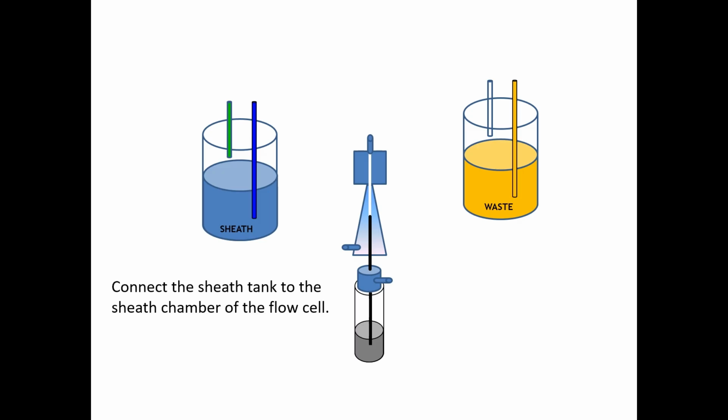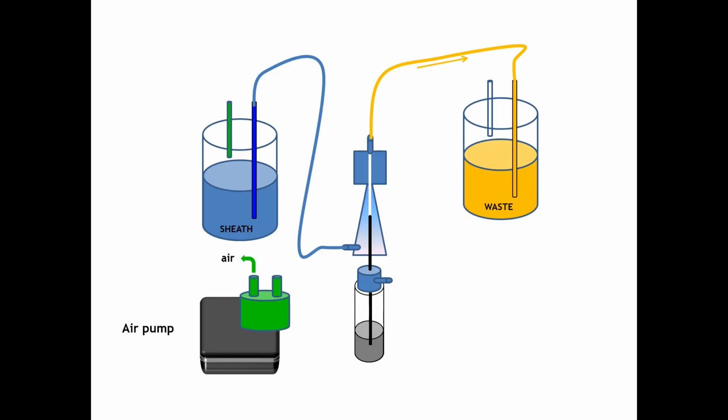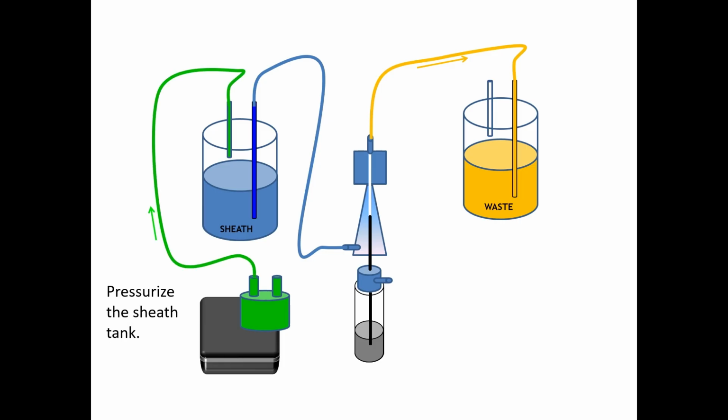The sheath tank is connected to the sheath chamber, and the waste tank connected to the waste outlet. An air pressure pump pressurizes the sheath tank so that the sheath fluid is forced out of the sheath tank and into the sheath chamber and up through the flow cell. The sheath pressure must be very stable, and it's tightly regulated by the instrument.